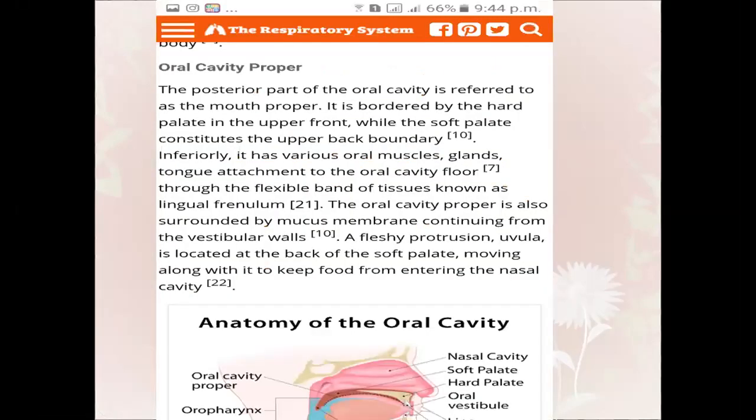The oral cavity proper again. The posterior part of the oral cavity is referred to as the mouth proper. It is bounded by the hard palate in the upper front, while the soft palate constitutes the upper back boundary. Inferiorly, it has various oral muscles, glands, and the tongue, attached to the oral cavity floor through flexible bands of tissue known as the lingual frenum, which are connective tissue bands. The oral cavity proper is also surrounded by the mucous membrane continuing from the vestibular wall. A fleshy protrusion, the uvula, which is the hanging portion, is located at the back of the soft palate, moving along with it to keep food from entering the nasal cavity.